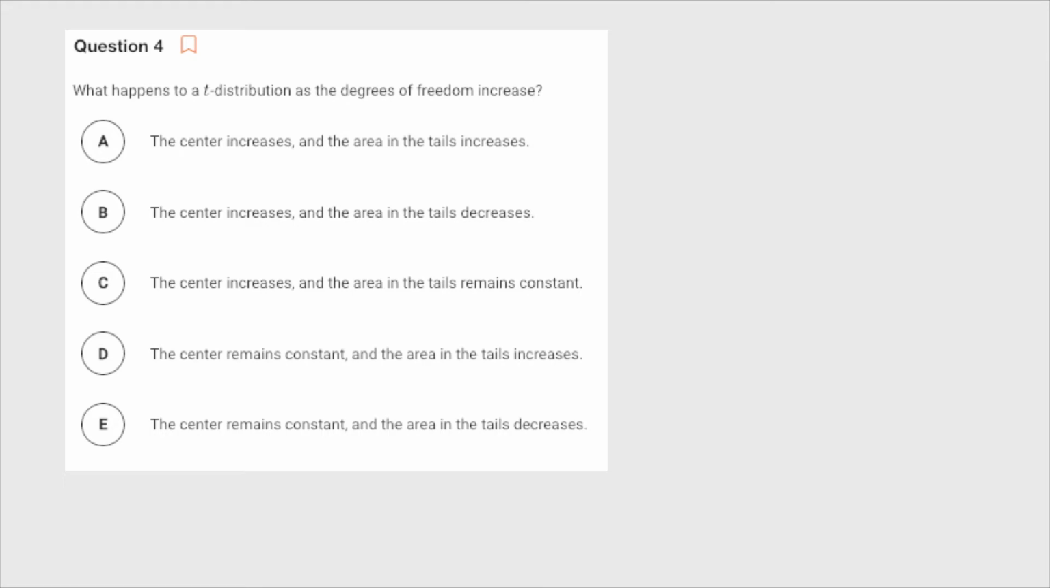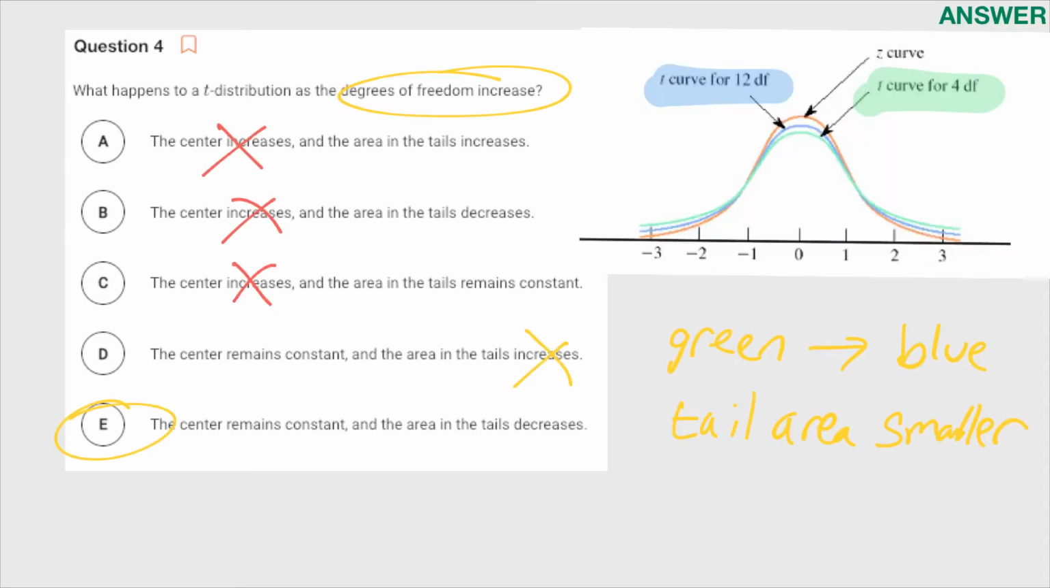This question is specifically asking about properties of a t-curve or a t-distribution. What happens to the t-curve as degrees of freedom increase? So you can look in a book or you can look online for a picture of a t-curve, but basically t-curves look like z-curves or normal curves, but as the degrees of freedom increases, you're moving from the green line to the blue line. And from the green line to the blue line to the z-curve, the center part increases, but then that means that the opposite happens at the tails.